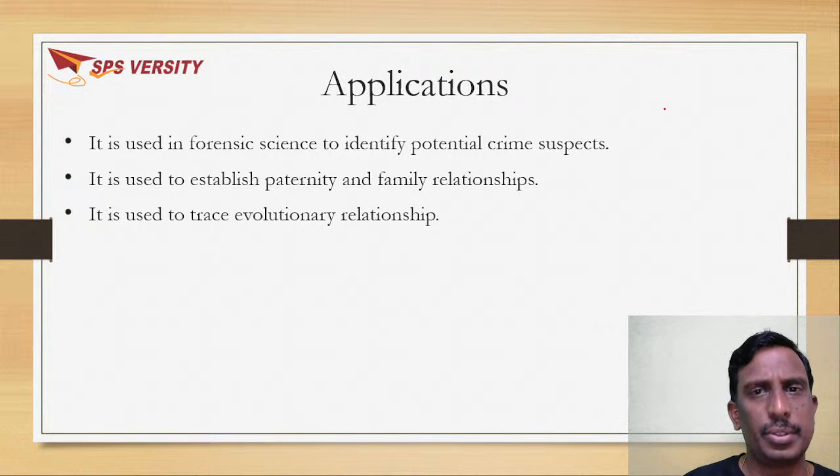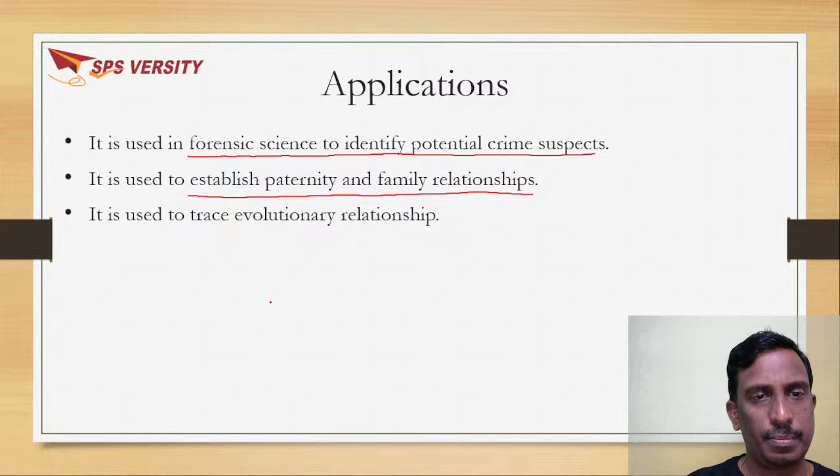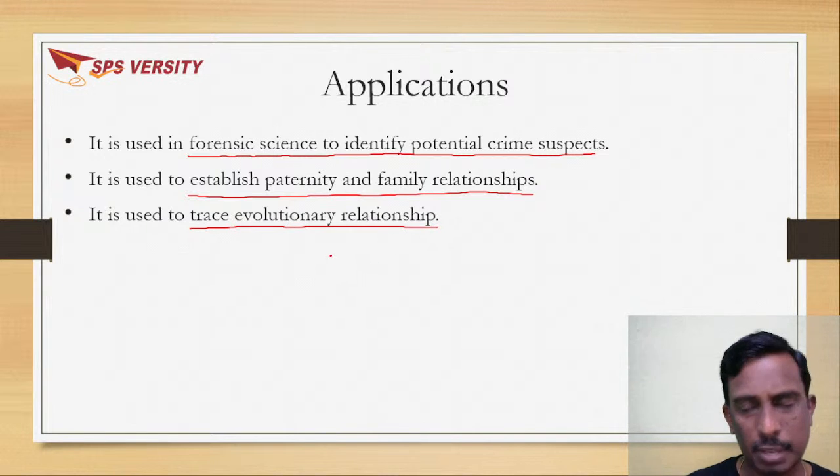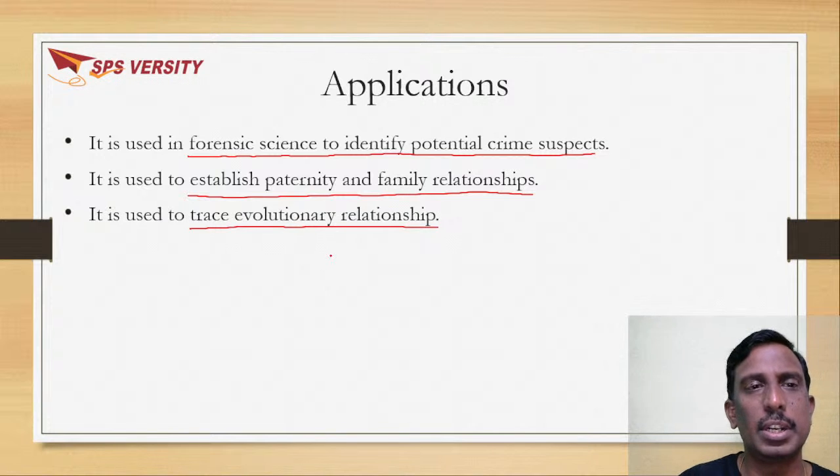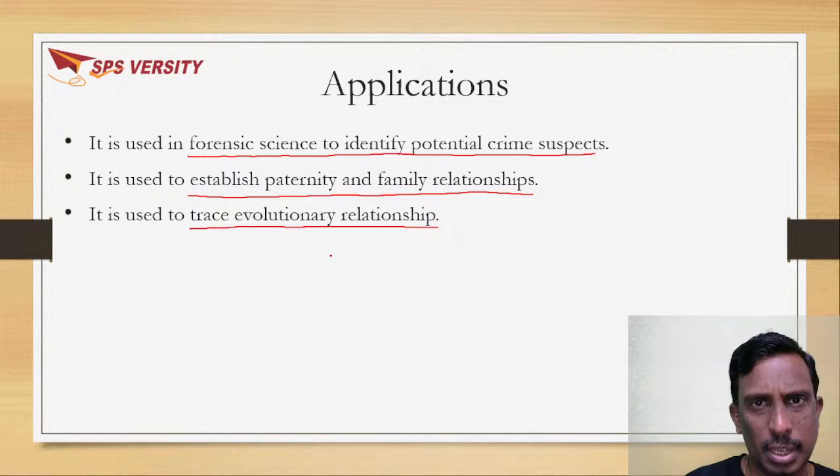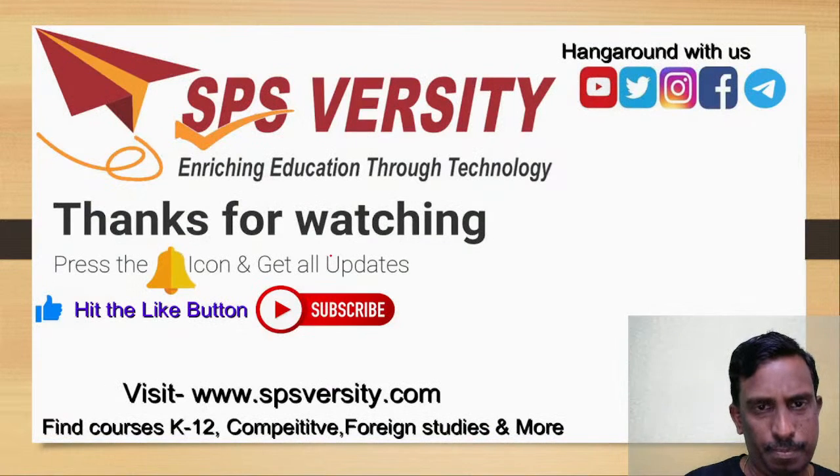So what are the applications? They are used in forensic science, to identify criminals. To establish paternity issues, that is family issues. And to trace evolutionary relationships, that is, to trace the evolution of humans and in what way they are closely related to other animals. So not only in crimes, but also in paternity and family relationship disputes, and to find out evolutionary relationships.